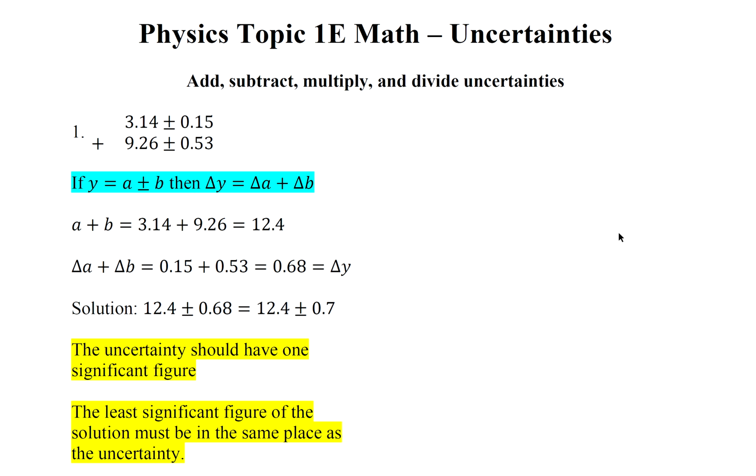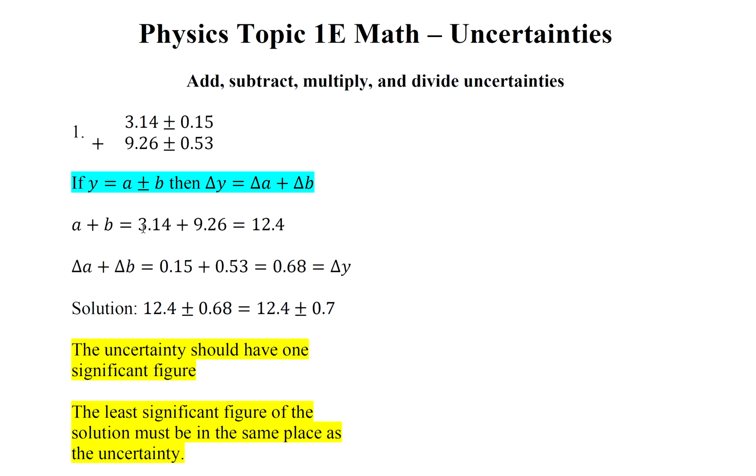So this equation highlighted in blue is what we're going to use to add and subtract uncertainties. If y equals a plus or minus b, then delta y equals delta a plus delta b. It doesn't matter if we're adding or subtracting uncertainties, we're going to use this equation.